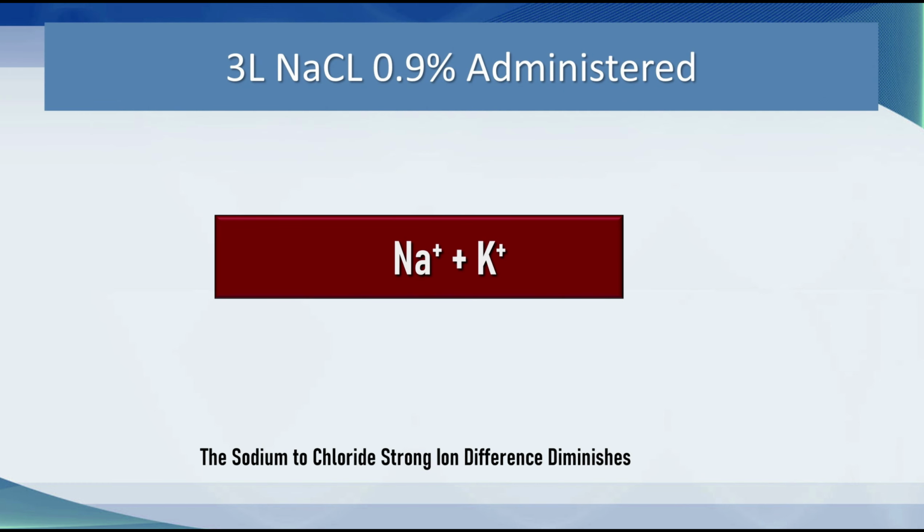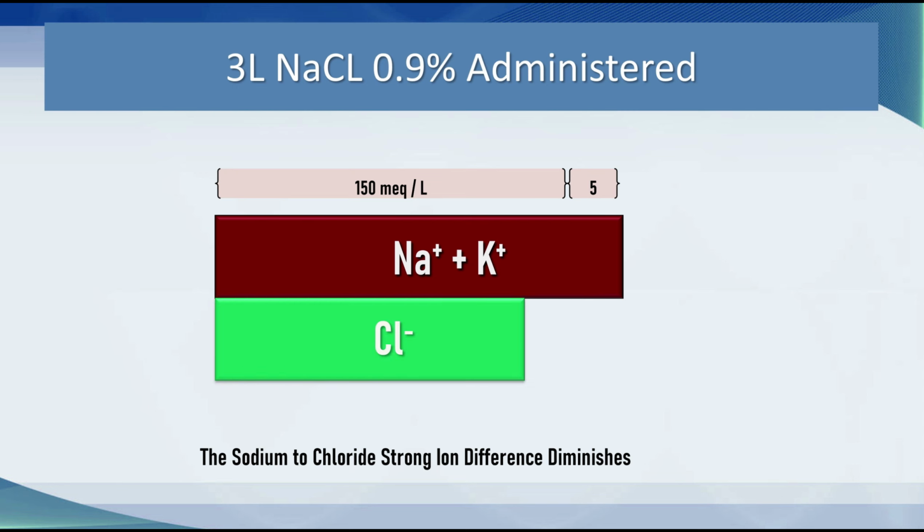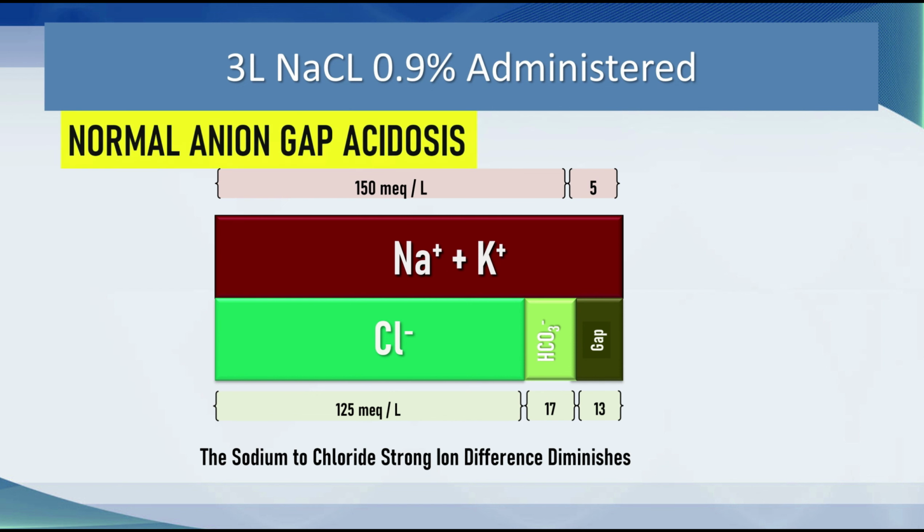Our patient had 3 litres of isotonic saline solution administered, so the sodium and the potassium actually went up to 150 milliequivalents per litre and 5 milliequivalents per litre. The chloride goes up by a significant amount to 125 milliequivalents per litre from 105. As a consequence of this, the rise in the chloride is balanced by a reduction in the bicarbonate. In this case, the bicarbonate drops to 17 milliequivalents per litre, and the anion gap is unchanged or slightly narrowed to 13 milliequivalents per litre. So this is a normal anion gap acidosis.